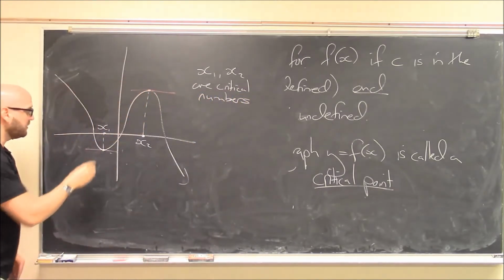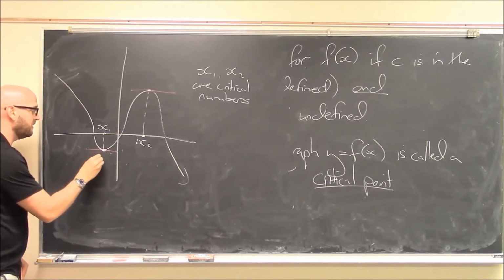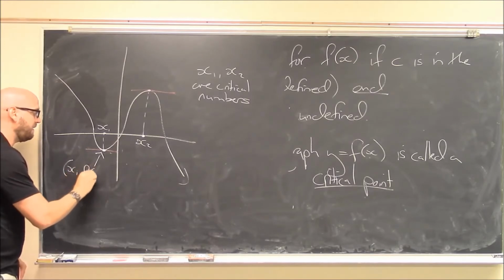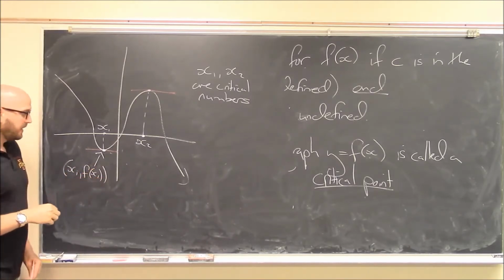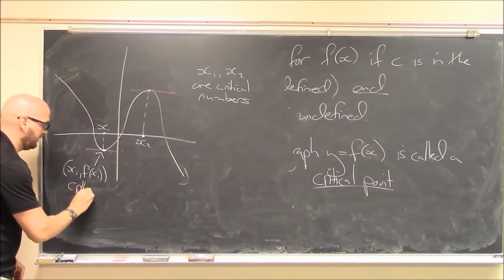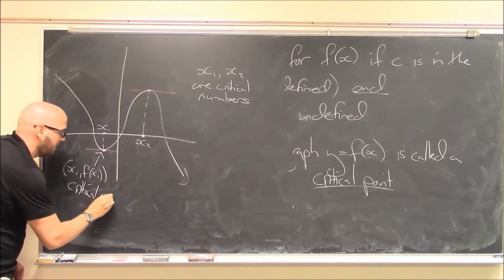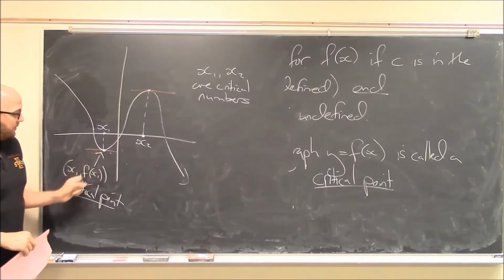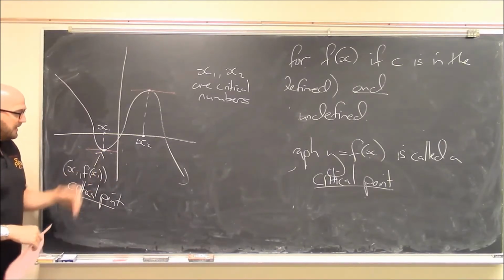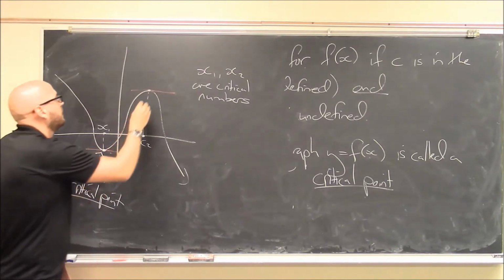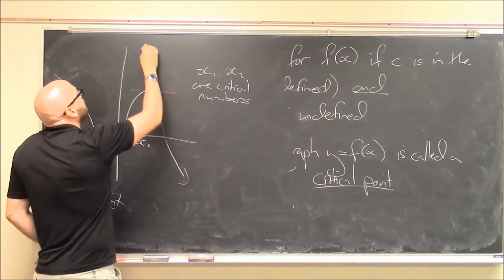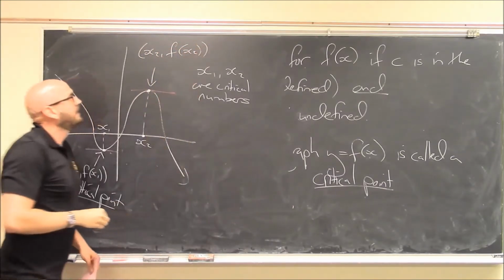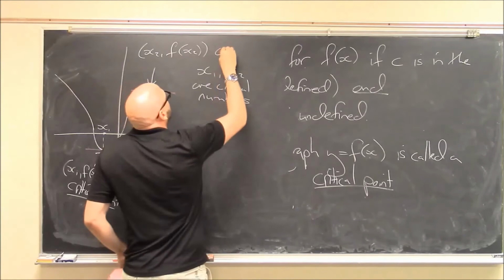But the point on the curve, so this point right here, that point would have coordinates x1 and f of x1, that's a critical point. So critical numbers are just the x values. Critical points are the coordinates, the x value and the y value, the actual point on the curve. So again, right up here, this guy would have coordinates x2 and f of x2. That's again also a critical point.